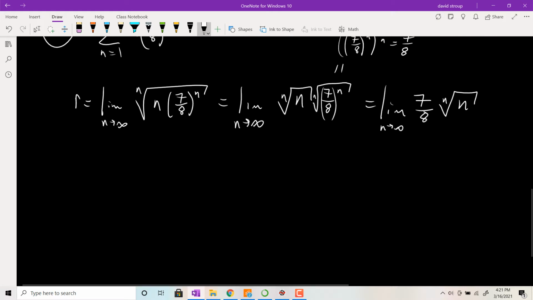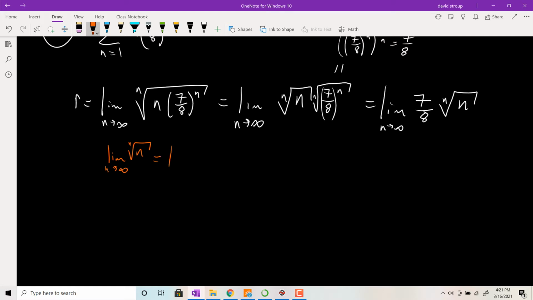It may not be clear what the nth root of n goes to, but if you play with your calculator a lot, sometimes you notice things. And the nth root of n is actually going to go to 1. To prove that to you, just here below, maybe write it in a different color, this fact: the limit of the nth root of n as n goes to infinity.